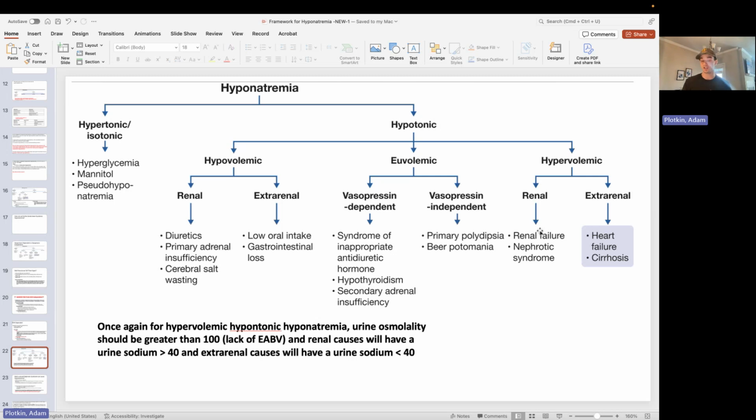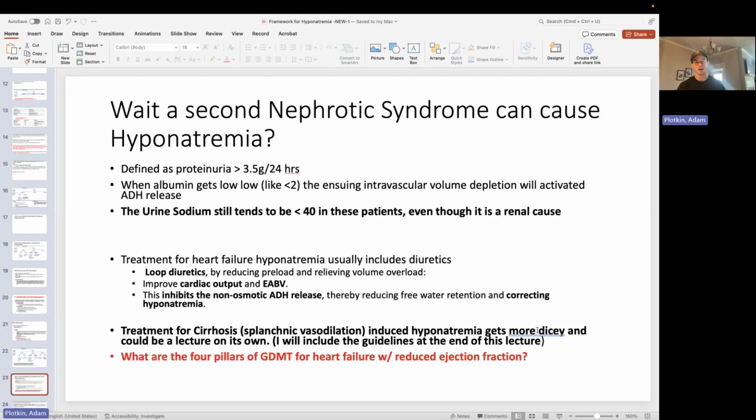Remember, a lack of forward flow is going to stimulate ADH. My urine osmolality should be greater than 100 because ADH is causing us to hold on to all this water. A lot of my solutes will stay inside the tubular system. But in nephrotic syndrome, yes, it's a renal cause, but the tubular system is A-OK. So the kidneys are able to appropriately respond and hold on to sodium. So the urine sodium is classically less than 40 in these patients, okay? So it's a little bit tricky there.